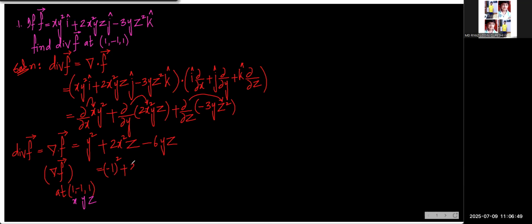Plus 2 into x, that is 1 square actually. Z is 1 again. Minus 6 into yz. Y value is minus 1, z value is plus 1. Aggregate your answer will be 1 plus 2 plus 6. So what do you say it is equal to? 9 is your answer. And I said already, always the answer of divergence will be a scalar. Divergence answer will be scalar.